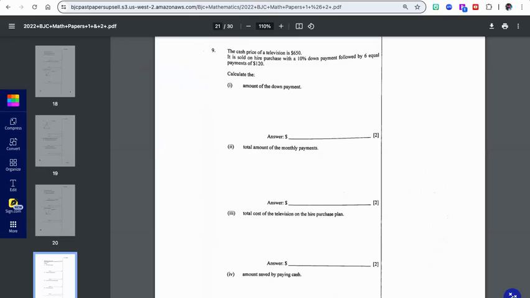It says the cash price of a television is $650, an easy manageable number. And then it says it is sold on hire purchase with a 10% down payment. Good. So it says down payment and not discount, followed by 6 equal payments of $120. First thing, we are going to write deposit or down payment is 10%.